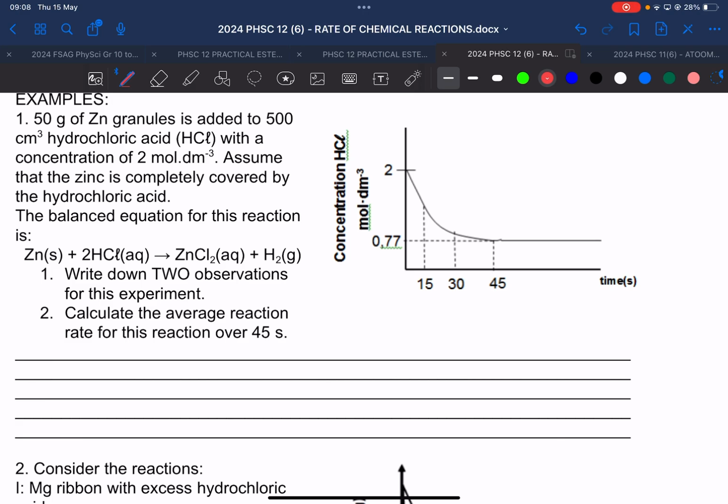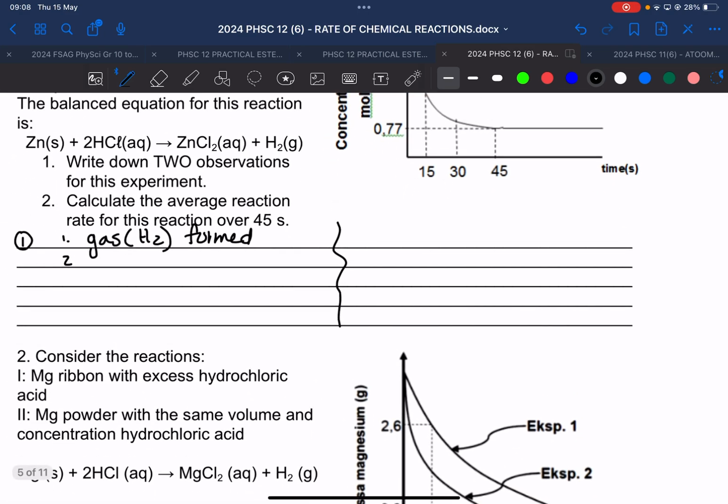That's basically what I wanted to say. You can't say the product is hydrogen. You must say I saw gas form, which is hydrogen gas. Okay, so that is one observation. I'm going to just split my page in 2. One observation is gas, specifically hydrogen gas formed.